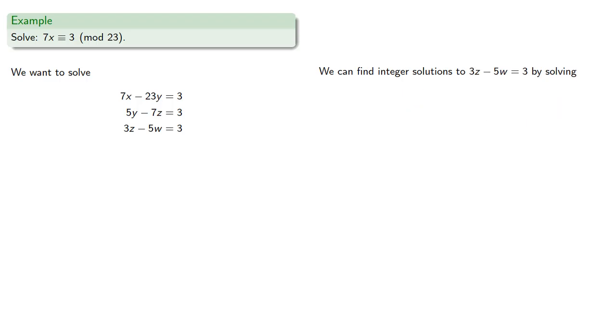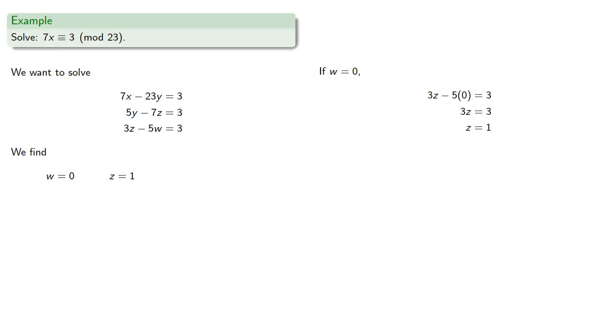We can find integer solutions to this equation by solving a system of congruences, where the second congruence is simpler, and in fact a solution is w equals 0. If w is 0, then z is 1. If z is 1, then y is 2. If y is 2, then x is 5, which solves the congruence.